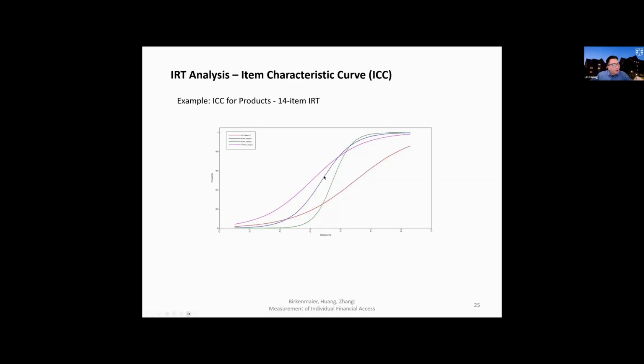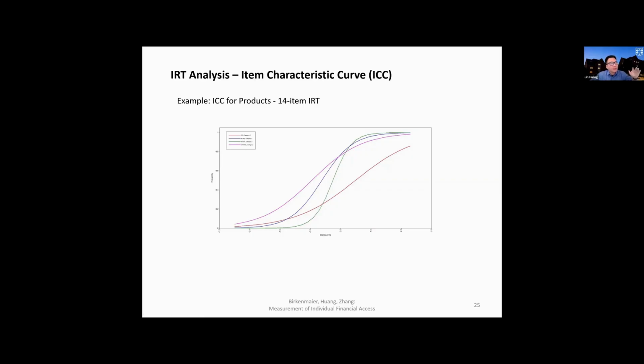And then the slope of these 4 curves shows the discrimination. When we have a steep slope, it means this measure has higher discrimination to measure financial access. Now, as you can see here, compared to the red curve, which is about financial counseling, the pink one on CDs has a much steeper slope. So it's a higher resolution measure of financial access.